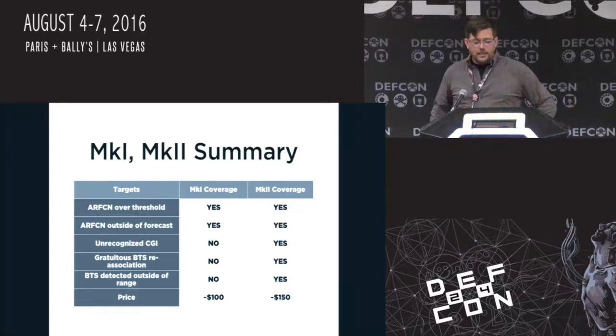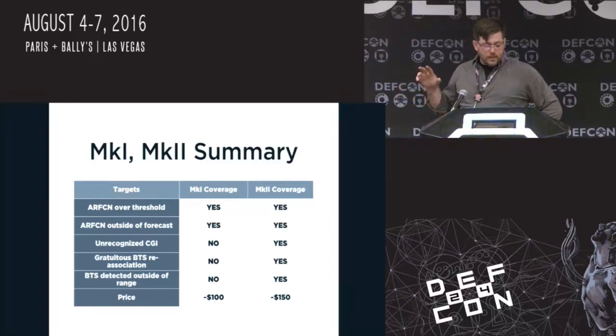Unrecognized cell global ID, we're able to pick that up. Gratuitous BTS reassociation, able to pick that up as well. BTS detected outside of range, you can do that as well. And the price was $150.